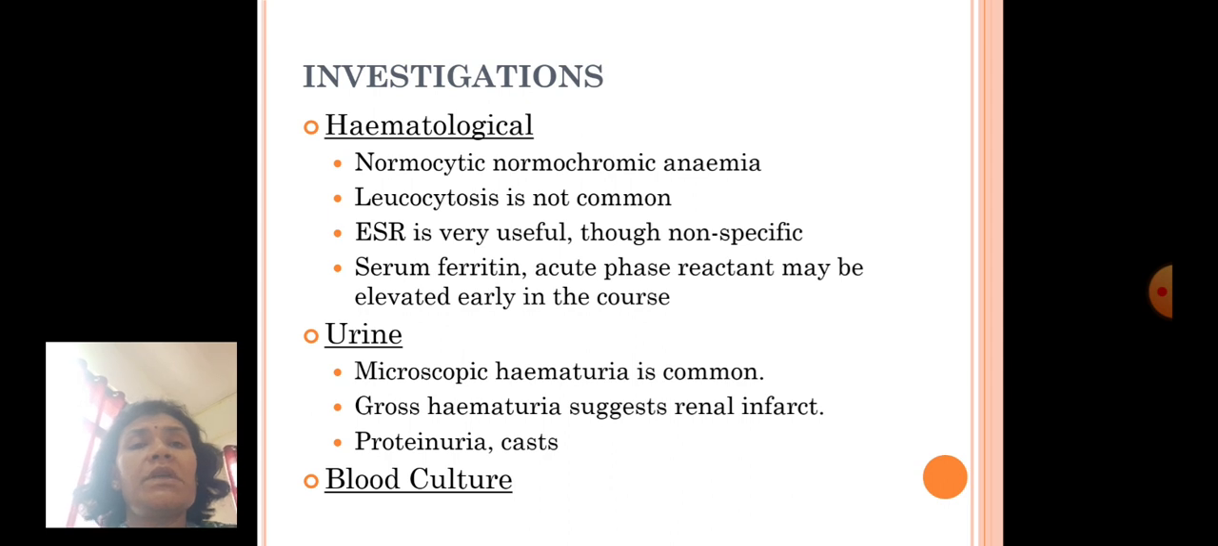Coming to the investigations, as we have earlier discussed the lab features, the hematological parameters will show a normocytic, normochromic anemia.